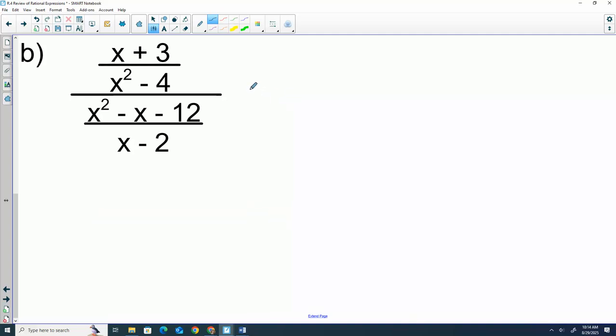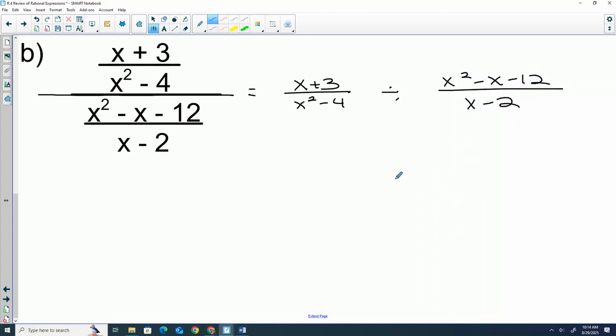look at this. This is just telling me I'm dividing two fractions. We could very easily have the problem written with a division sign. It just means the first one divided by the bottom. So the problem could be written either way. The question is, how do you divide fractions? Multiply by the reciprocal.